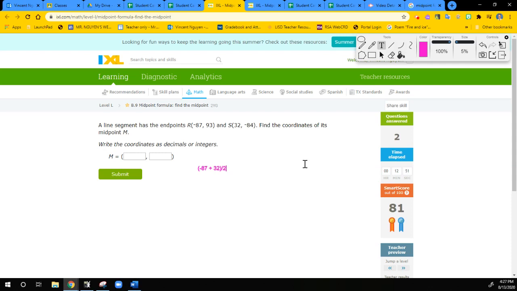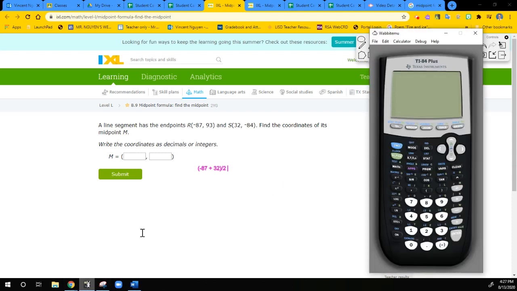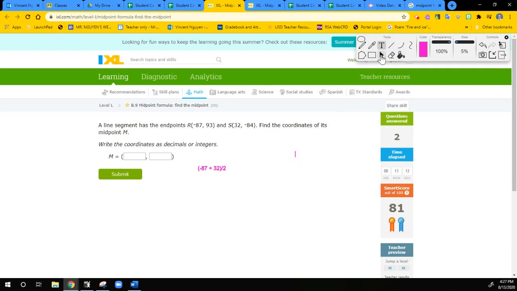So you could actually use your calculator. This is called taking the average, by the way. So you're gonna do negative 87 plus 32. You do that first. You get the answer first, and then divide it by 2. Okay. So my location for the x coordinate is negative 27.5. I'm gonna go ahead and type that in. Negative 27.5.